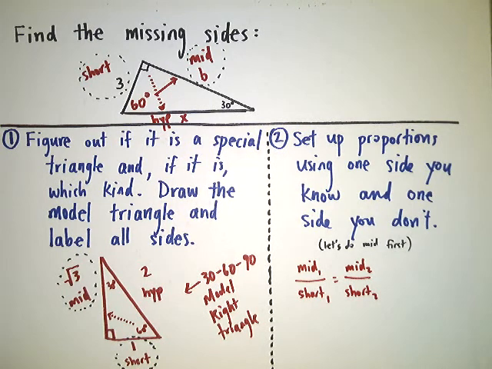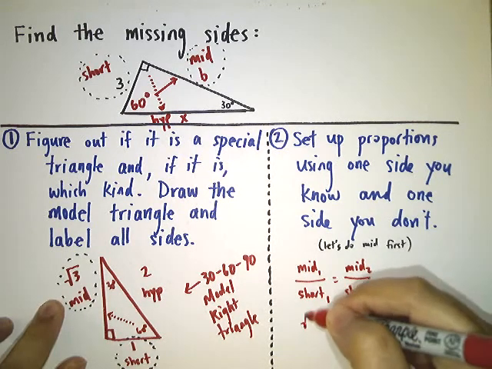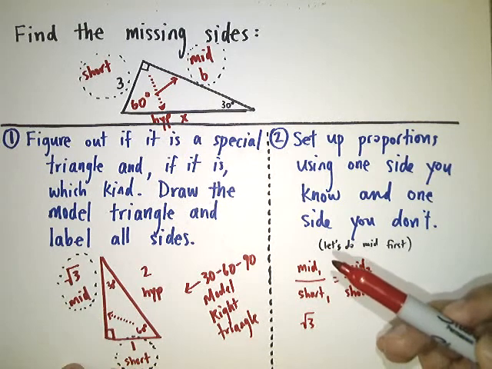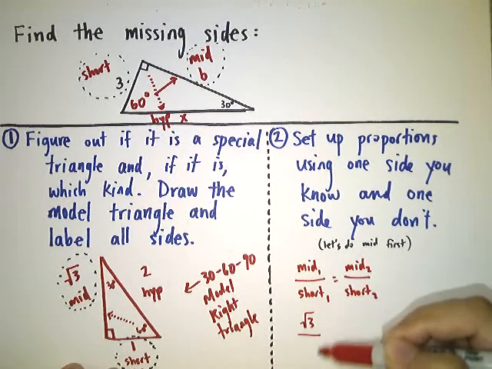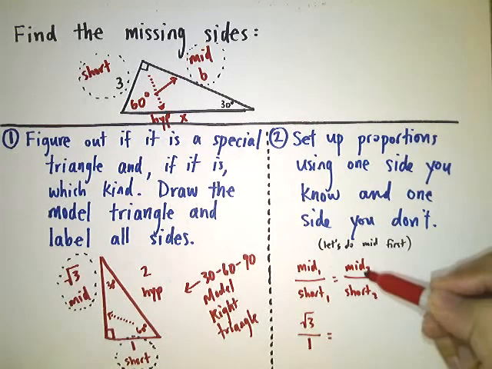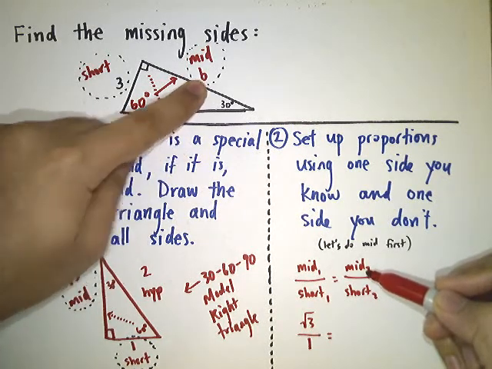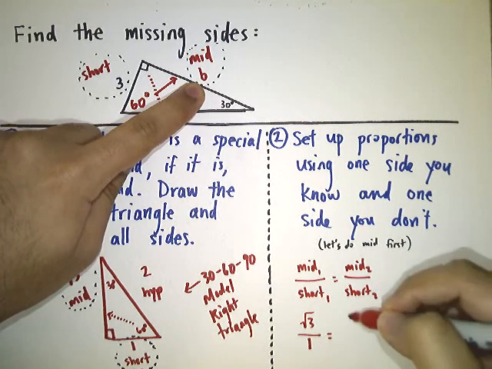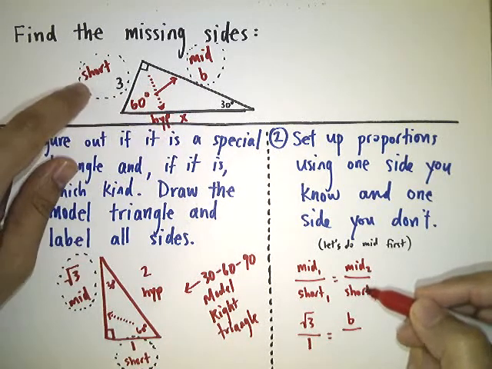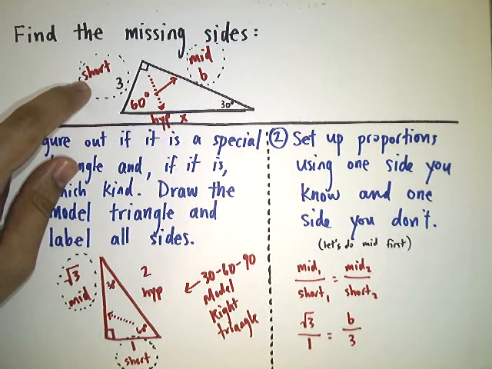Now we know the middle side for the model triangle, that's root 3. And mid 1, short 1 should be in the same triangle. We know the short side in the model triangle, that's 1. Mid 2, that's in the problem triangle. Looks like we don't know that yet, so we'll just keep calling it B for now. And short 2, looks like that's 3 units long.